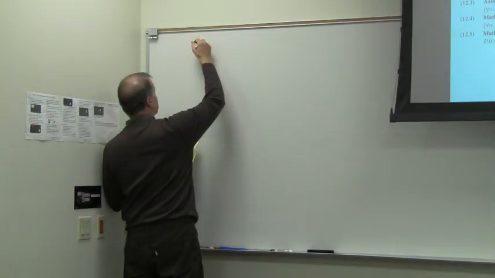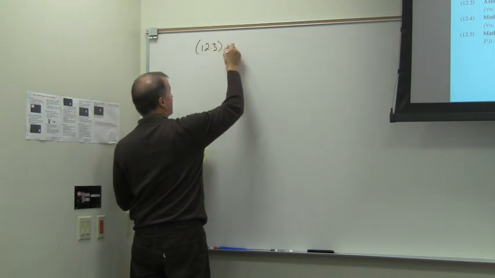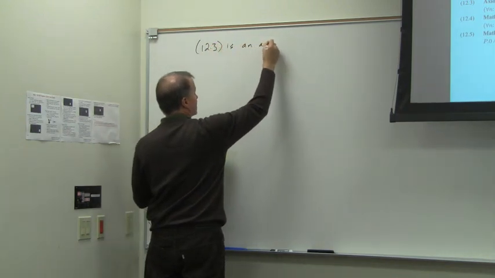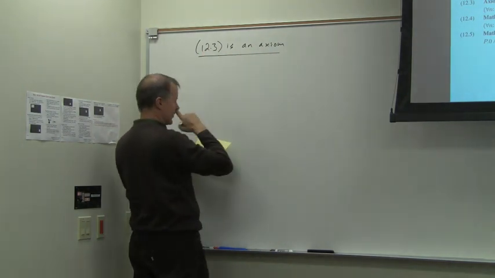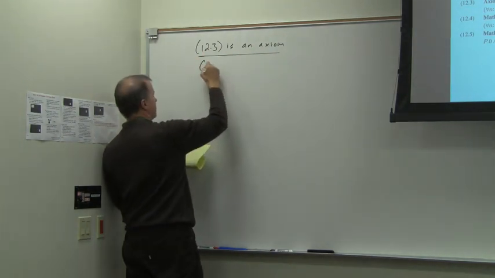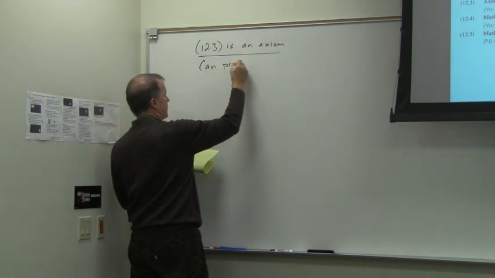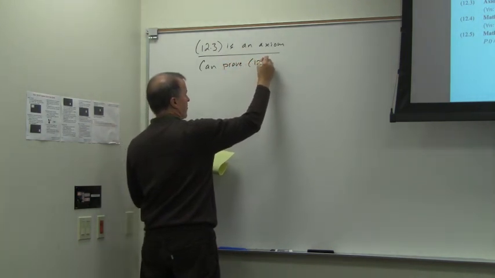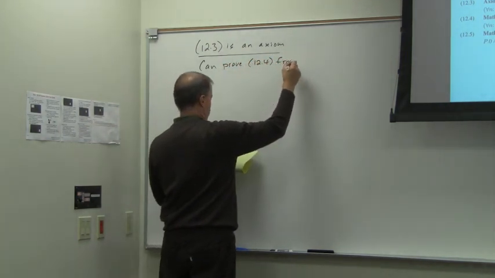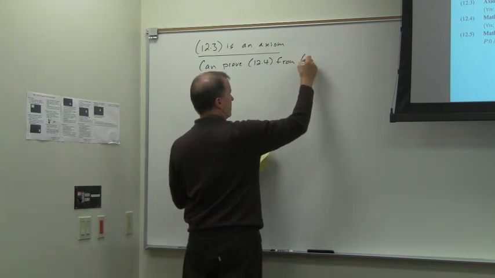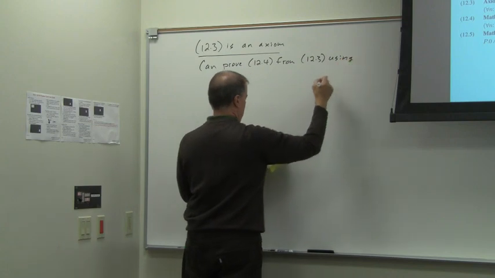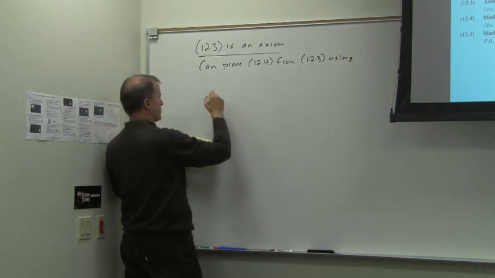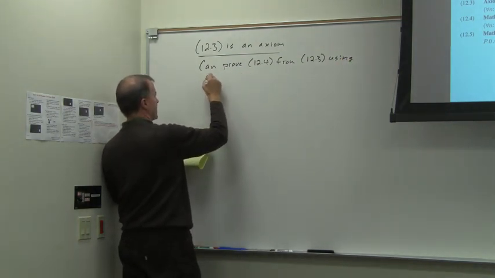12.3 is an axiom. Okay? And we can prove 12.4 from 12.3 using mutual implication, 3.86. Did I get that number right?